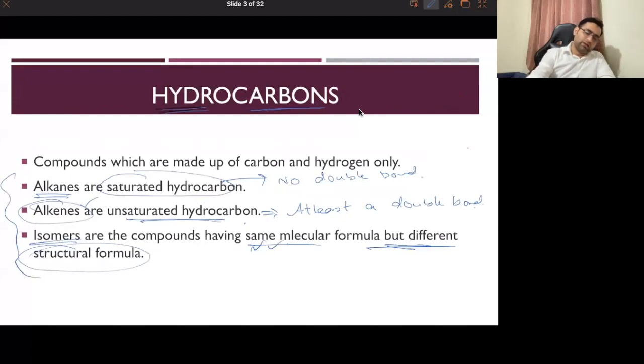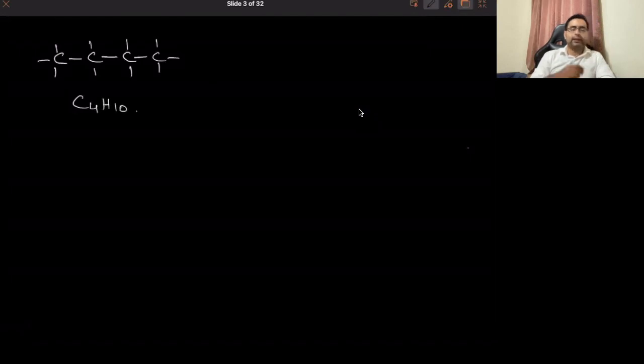So how are isomers formed? For example, this is a compound. Here you have butane: 1, 2, 3, and 4. This is butane. The molecular formula for this butane is C4H10. How can we make an isomer of this compound? I will remove one carbon from a terminal carbon of this chain. Either you can remove from this side or from this side. I'm going to remove from this side.